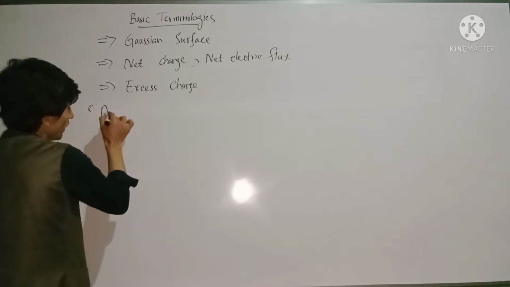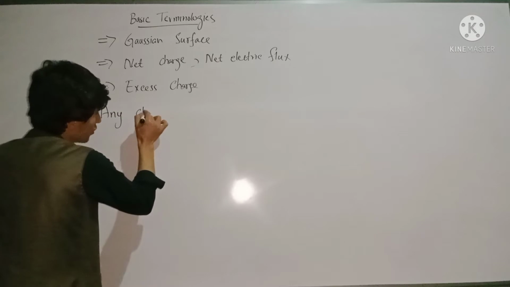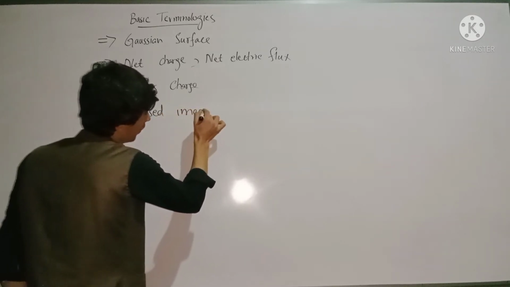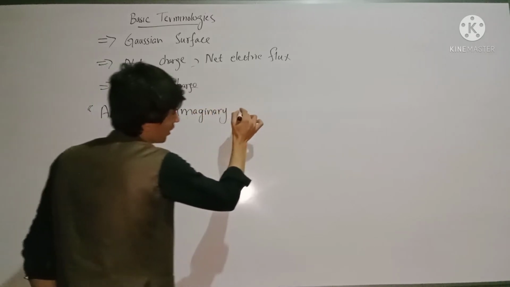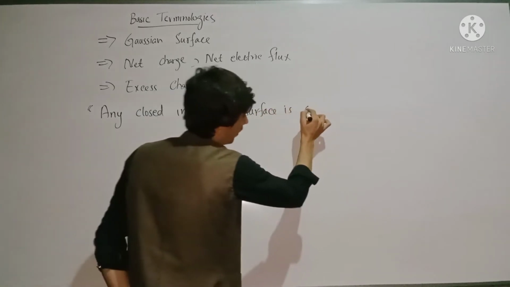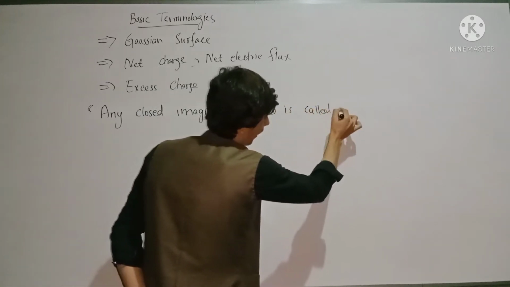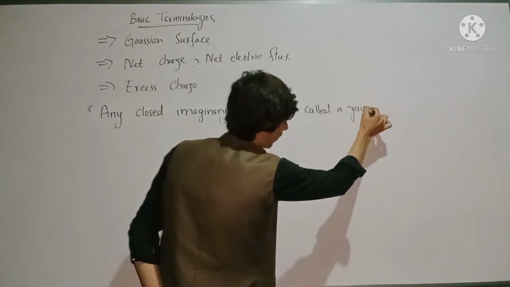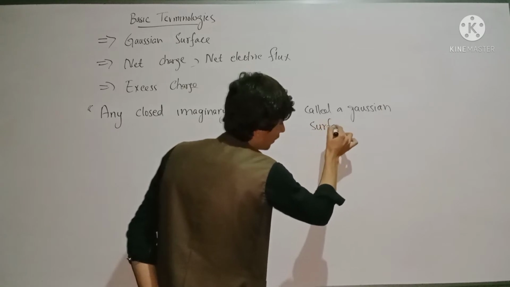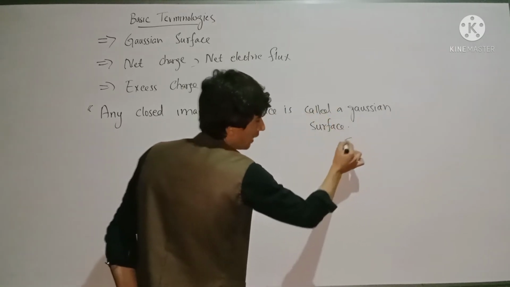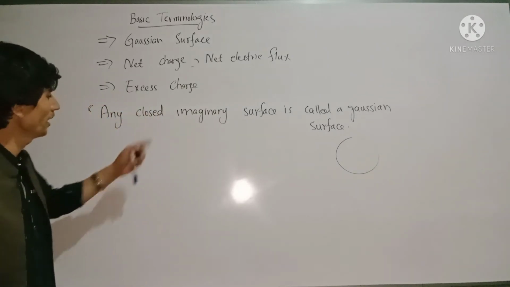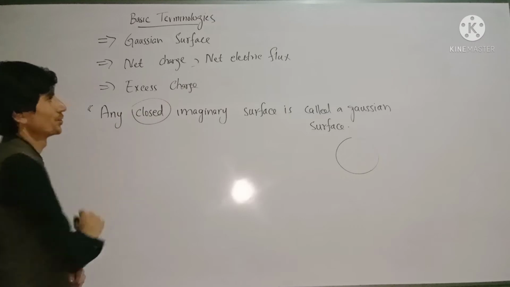Keep in mind, a Gaussian surface can be defined as any closed imaginary surface is called a Gaussian surface. A Gaussian surface like this. But the necessary condition for the Gaussian surface is it must be closed.